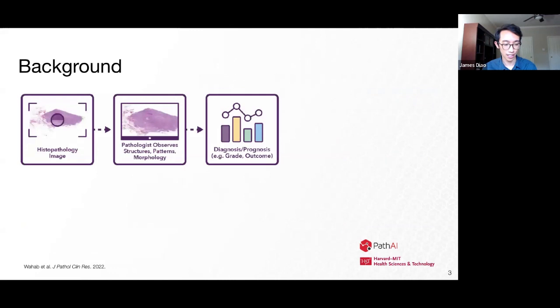For this crowd, I probably won't need to spend too much time on background, but I'll very quickly breeze through some of the motivation here. As you know, the analysis of histopathology slides, the gold standard, still remains an inspection by a trained clinician who will observe the structures, patterns, and morphology to assign certain interpretations, sometimes with the assistance of special stains or other methods. But the goal at the end of the day is to assign potentially something like diagnosis or prognosis.